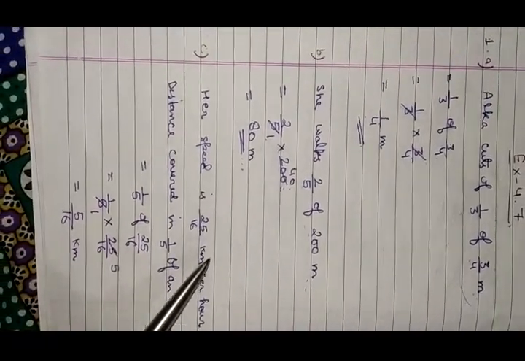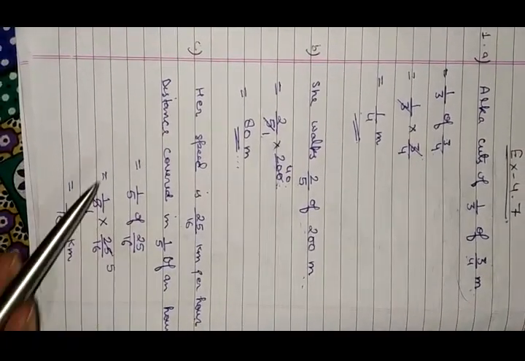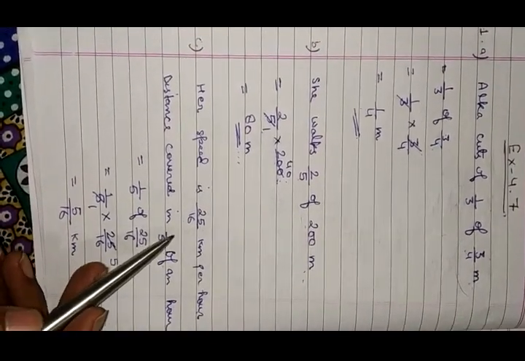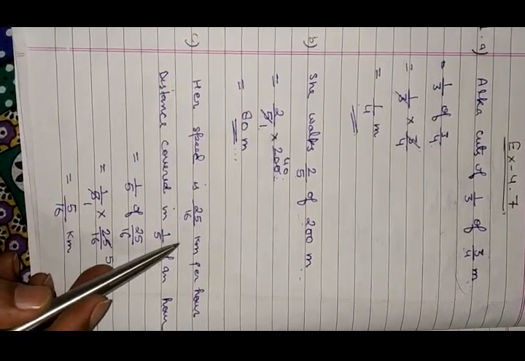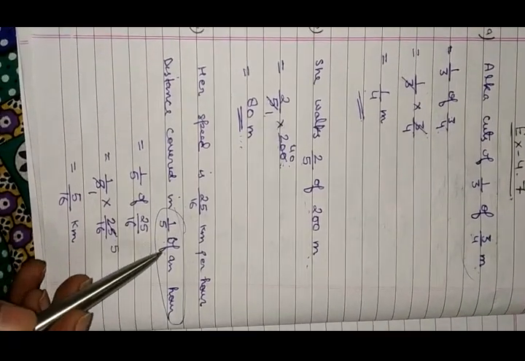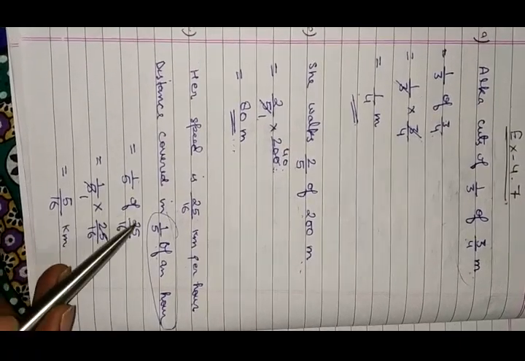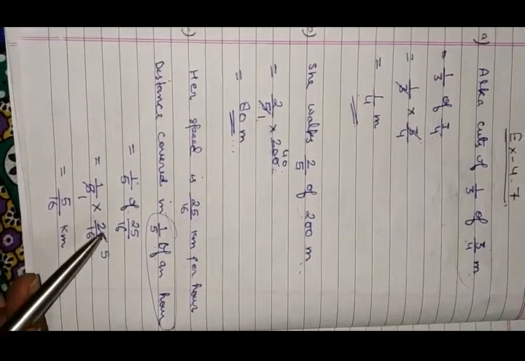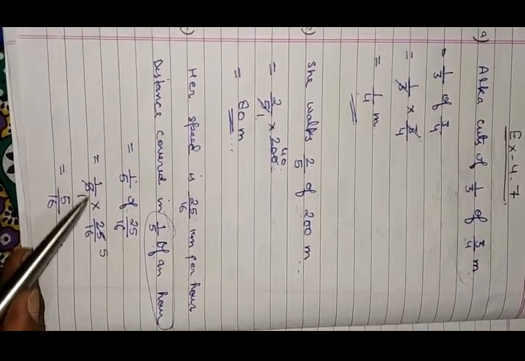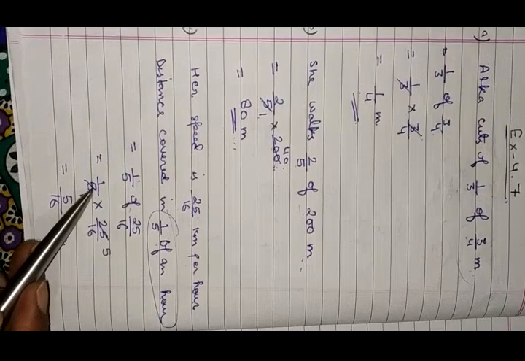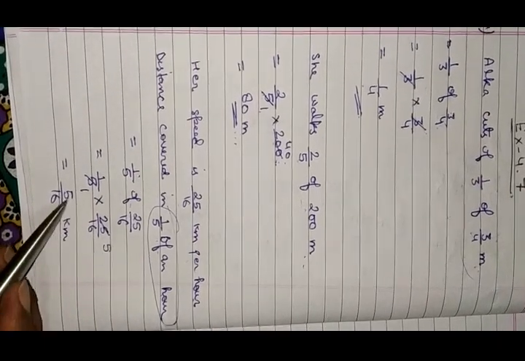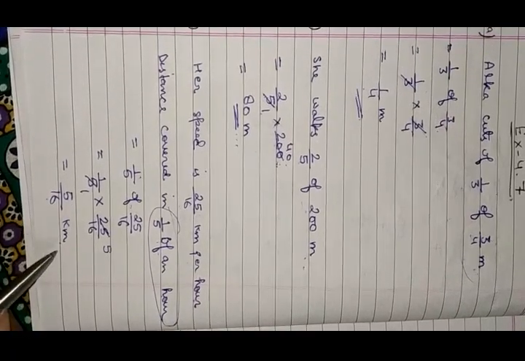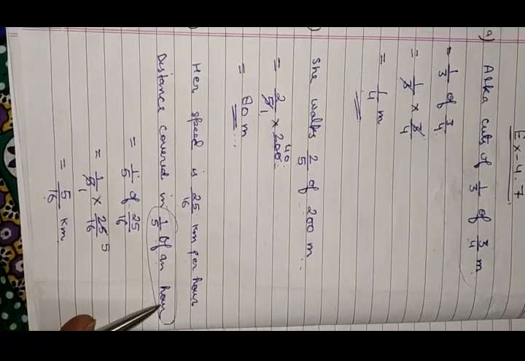So her speed is 25/16 km per hour. We have to find the distance covered in 1/5 of an hour. Okay, 1/5 of an hour. Now 1/5 of the total distance 25/16. 5 and 25 have a common factor 5. 5 ones are 5 and 5 fives are 25. So 5/16 km. So she covered the distance 5/16 km in 1/5 of an hour.